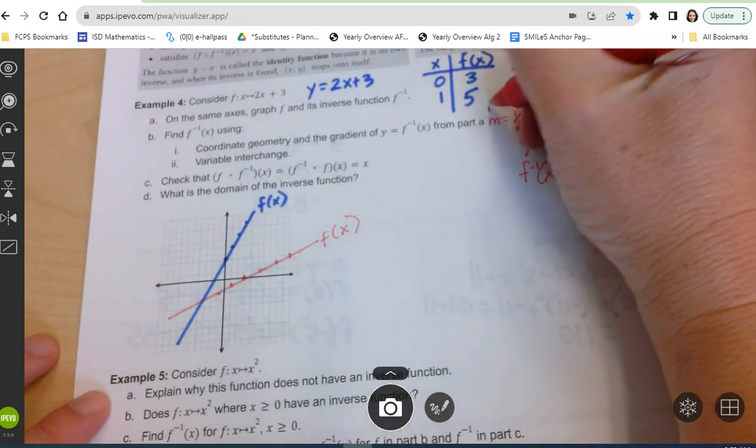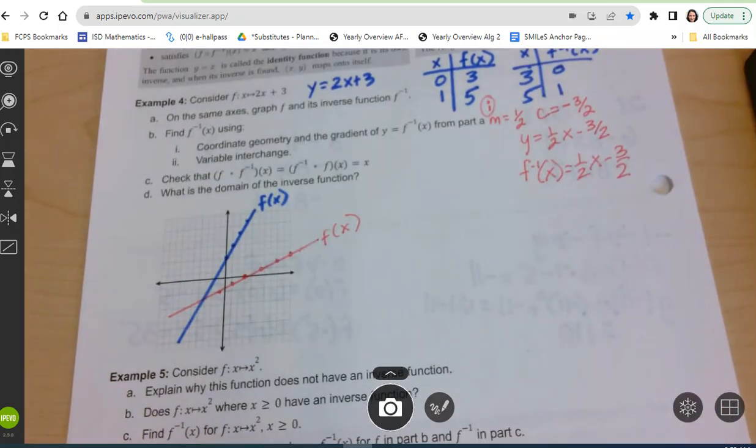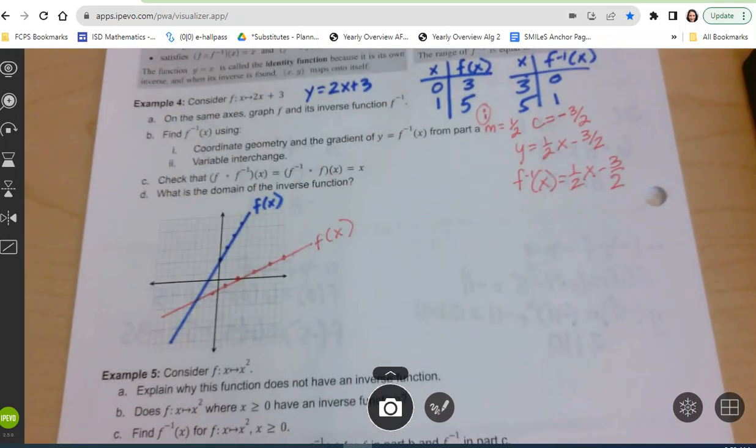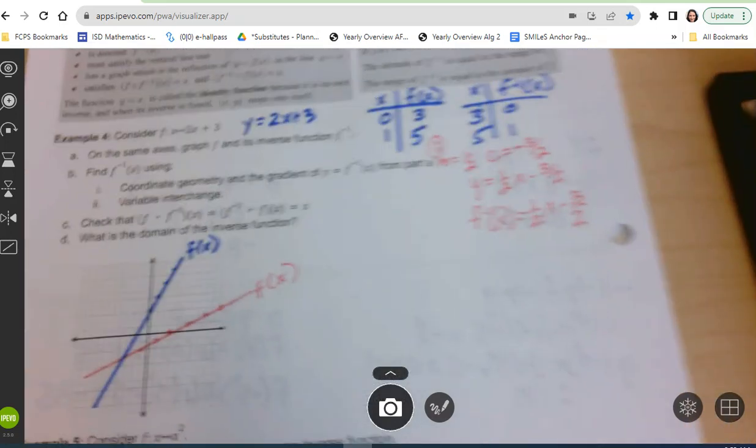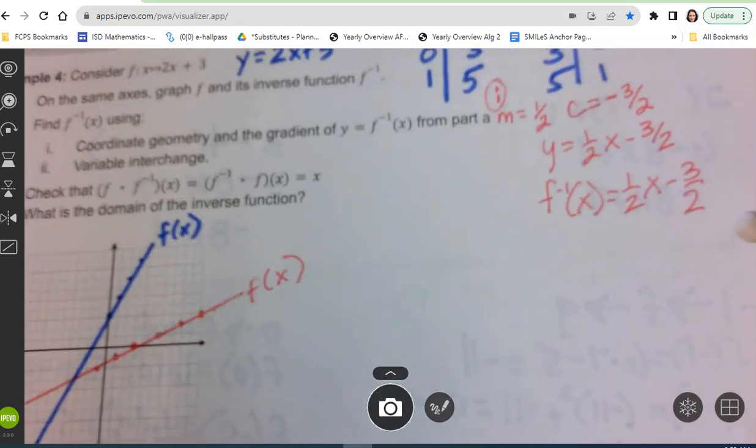That's your answer to part I. Variable interchange is when you switch the x and the y. Sorry guys, I can see that that's a little bit hard to see. Let me see if I can zoom it for you.